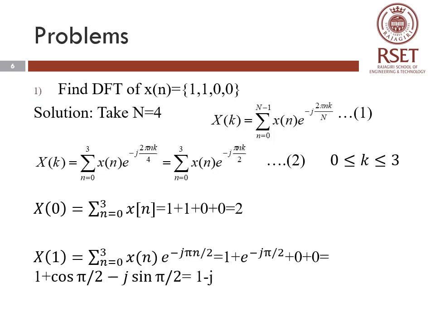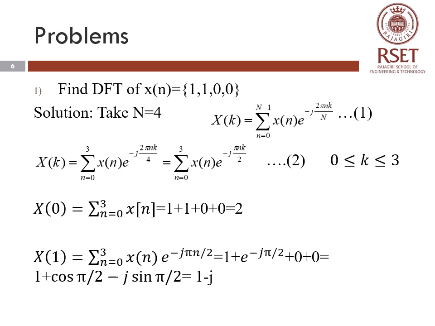Now let's do a problem. The question is to find the DFT of x of n equal to 1 1 0 0. So what's the length of the input sequence? It is 4. So we have to take capital N such that it is greater than or equal to the length of the input sequence. Here let's take capital N as 4.